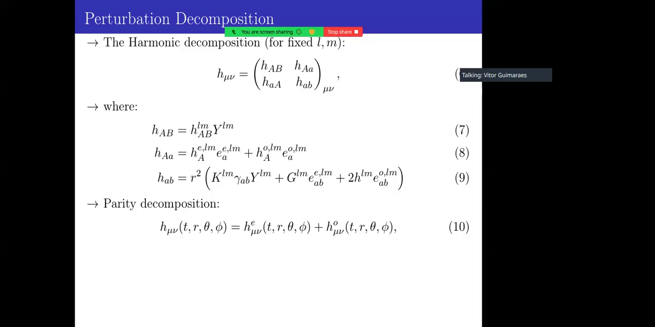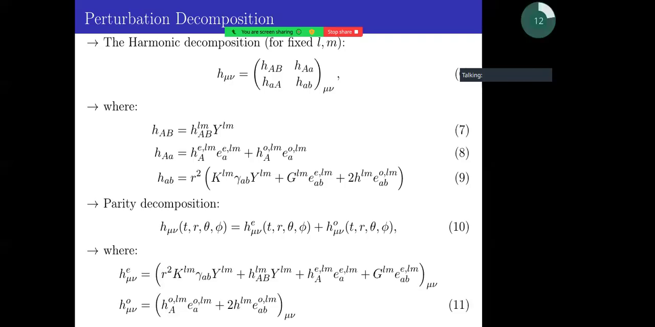Okay, so let's proceed. We can also do the decomposition of the metric perturbation with respect to parity, the same way as we did the basis vectors and basis tensors. So we can separate into an even part and an odd part. This would be the even metric perturbation and the odd metric perturbation. So you see that all that we did before is also valid here.